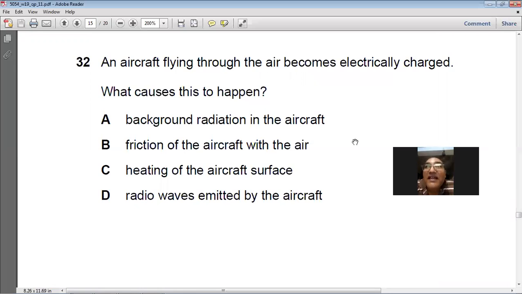Very simple and easy question. B is the right option. Question number 32, B is the right option due to the air friction with the body of the airplane. So B is the right option.